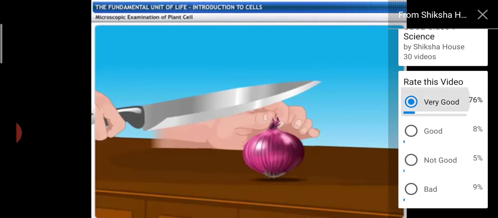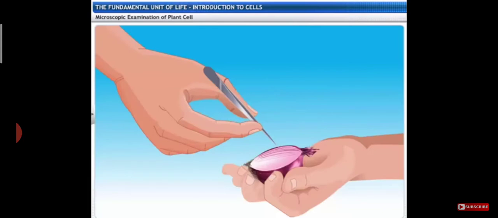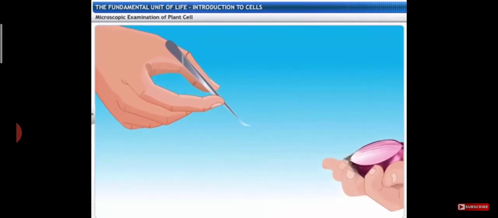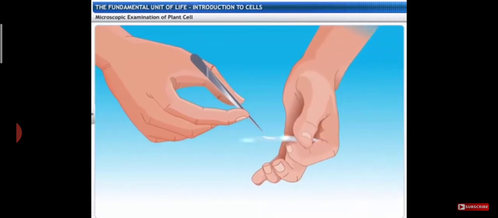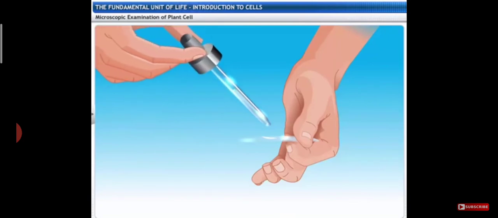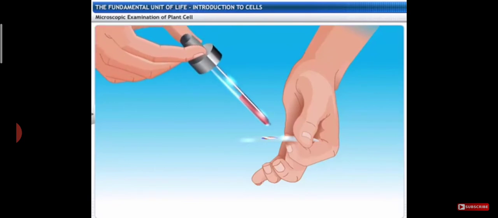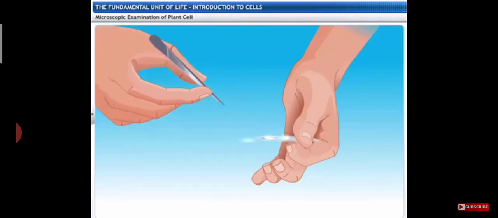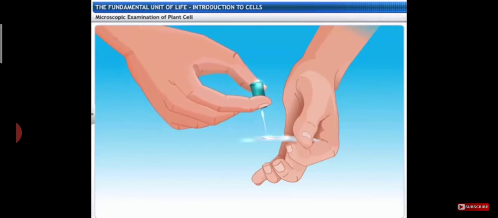Here's an onion. We'll begin by cutting it into halves. Peel off the thin inner layer using forceps. Spread the thin peel on the glass slide. Put a drop of water on it. Add a drop of iodine solution to it. Place a cover slip on it. Tap gently with a needle on the cover slip to remove air bubbles.